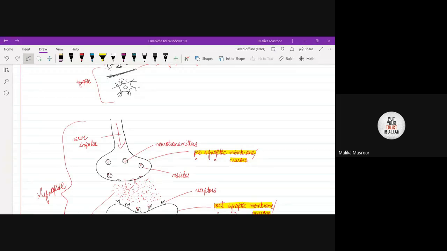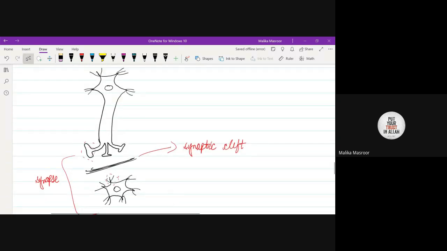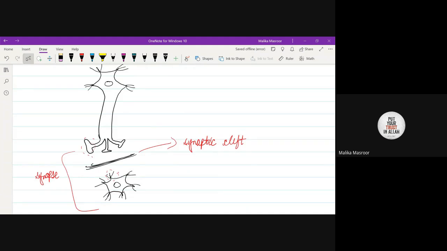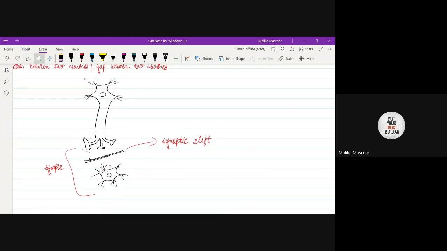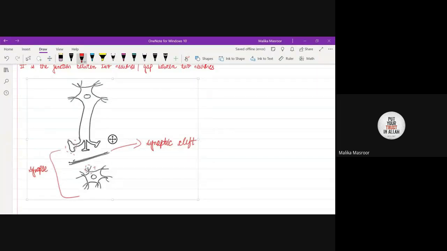Okay, see, this is, like I told you, a junction between two neurons. Can you see? So this is your sensory neuron and your relay neuron. The junction between these two neurons is your synapse. And the space between them, this gap that I've colored with the black lines, is the synaptic cleft. Synapse is the junction between two neurons, and the space between them is called your synaptic cleft.